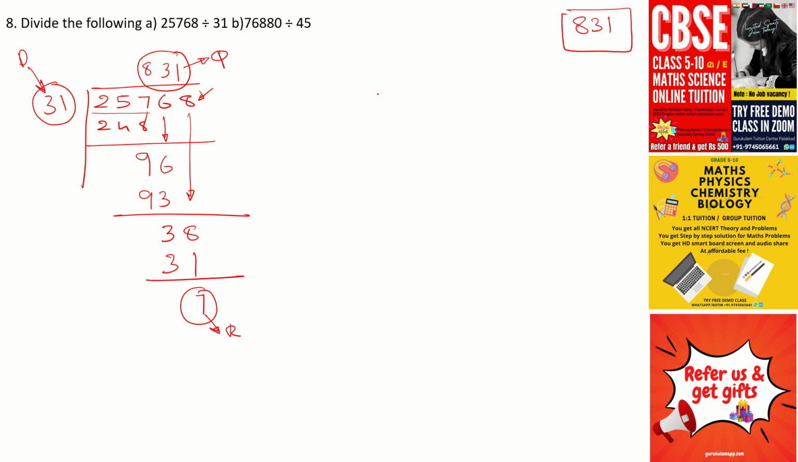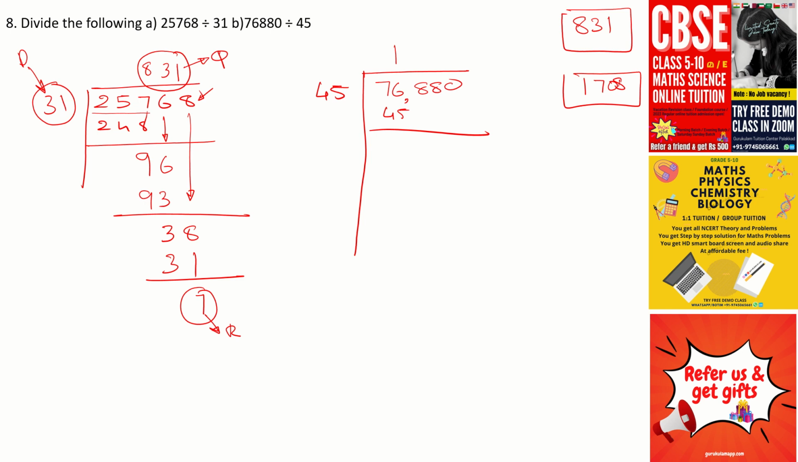Similarly, we are going to do the next one, which is 76,880. Similar method we are doing. You have to try yourself. Divided by 45. The final answer is somehow 1708. So we are dividing by 45. We are considering the 76 as the first part. 1 times 45 is 45. Now 76 minus 45 is going to be 31.